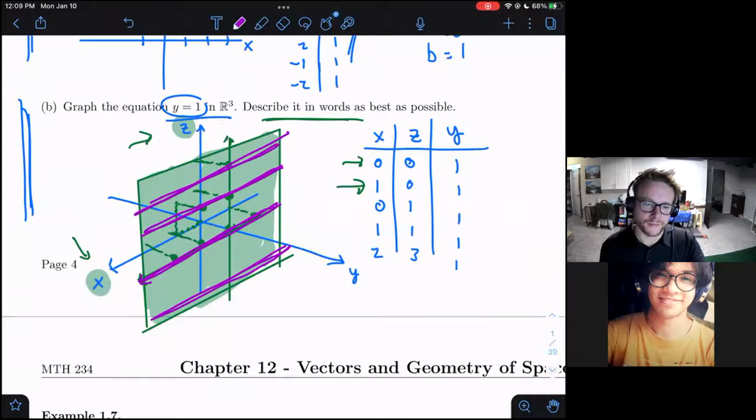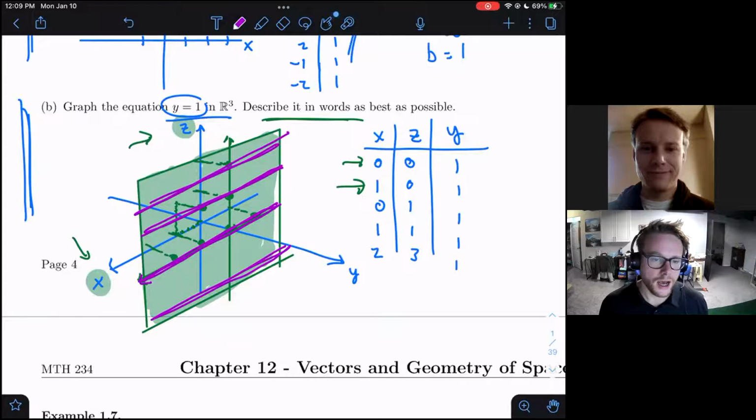Gotcha. So y equals 1 is going to be the equation for the line itself, right? So y equals 1 is the equation for the plane itself. Right, because again, it's within the context of being in space rather than in a plane already. Gotcha. All right, thank you. Yeah, of course.